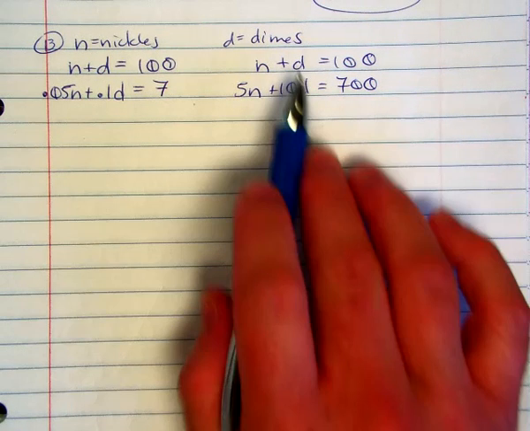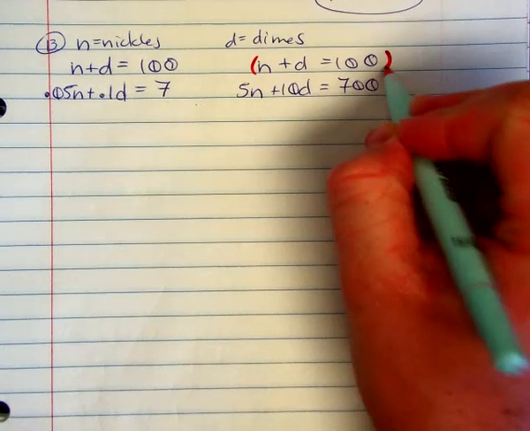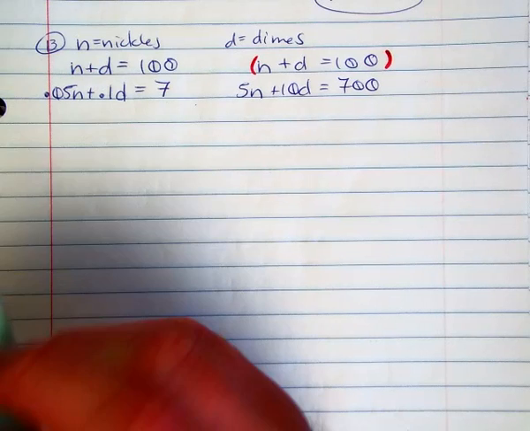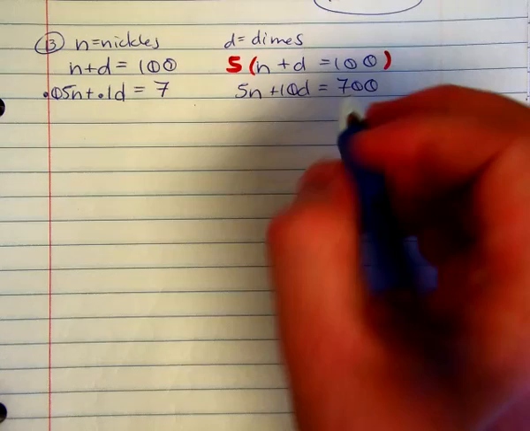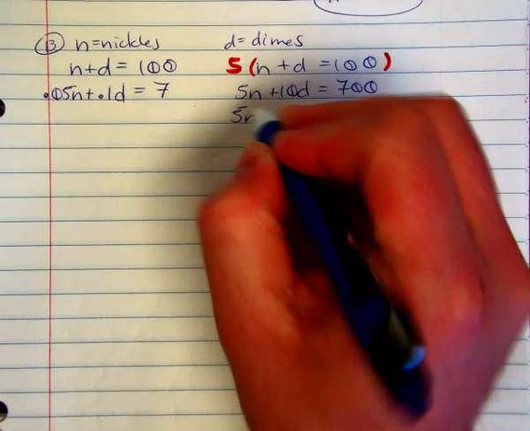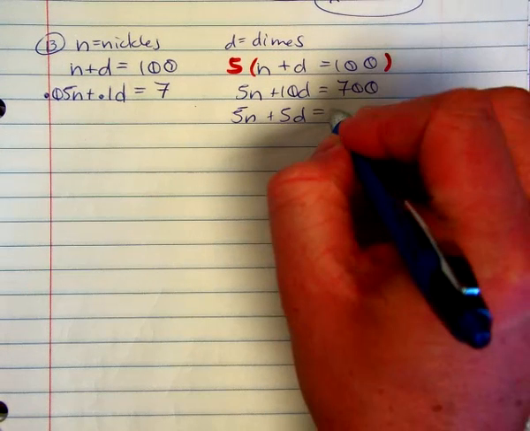Now that it's all whole numbers, we just say, well, what do I need to multiply? Let's make these match. Let's use elimination method here. Easiest would be to make the ns match first. So let's multiply everything by 5. So that would make 5 times n is 5n, 5 times d is 5d, and 5 times 100 is 500. And we don't need this equation at this point.